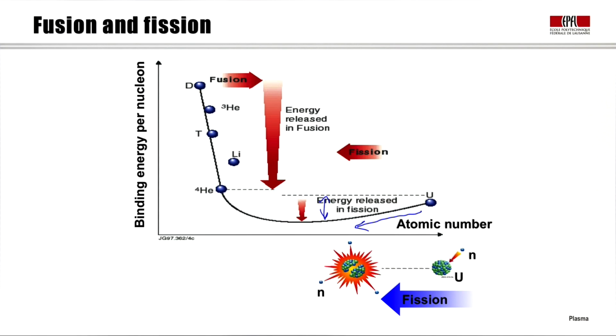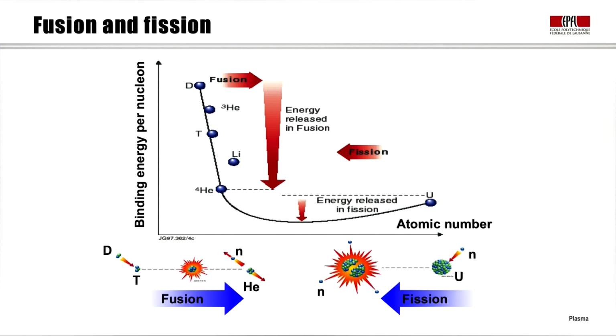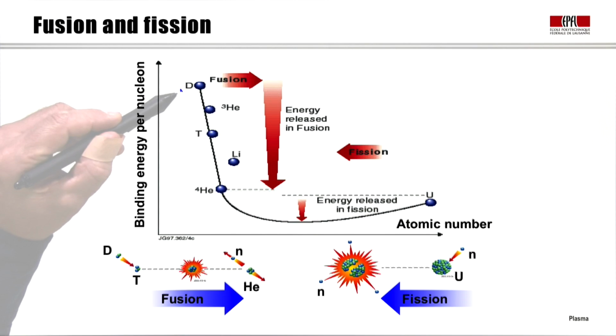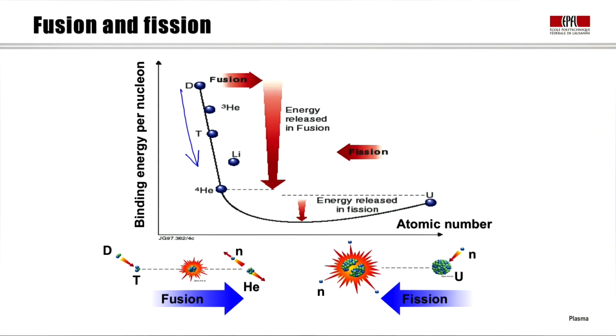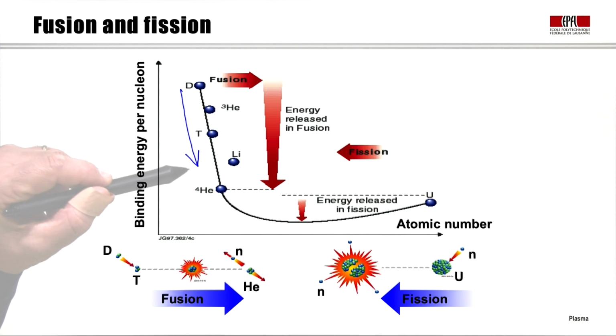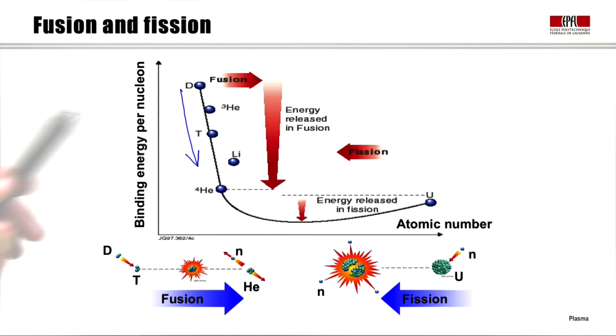Fission works by breaking a very large nucleus, such as that of uranium, bombarding it by neutrons, for example, and creating smaller nuclei and energy. Fusion does exactly the opposite. That is, it combines light nuclei to form slightly heavier nuclei, and therefore goes down in the curve from left to right at the left-hand side of the graph.